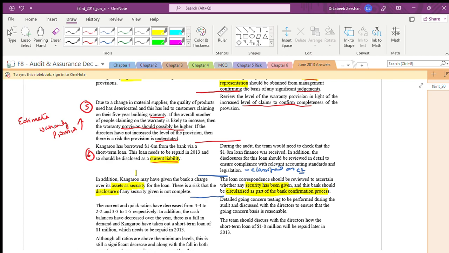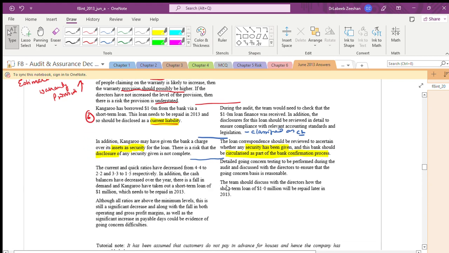Fine. Now, what it says: the current and quick ratios decreased. In addition, cash balances decreased. There is a fall in demand, and Kangaroo has taken a short-term loan. See, the current ratio has decreased, the quick ratio has decreased, your cash balances have decreased, and you have taken a loan. All these have been happening.